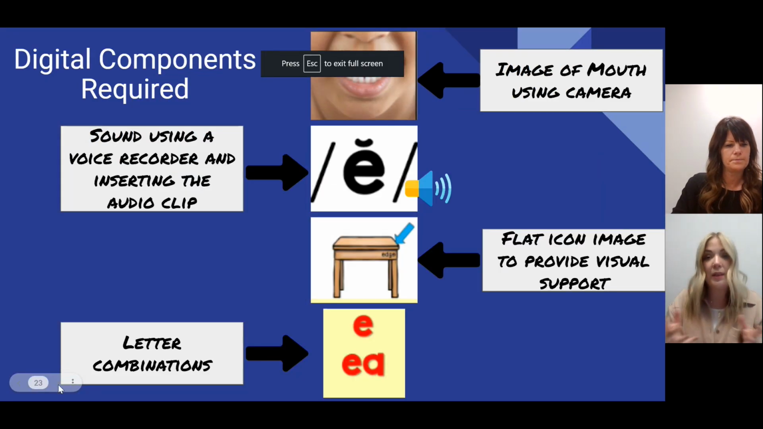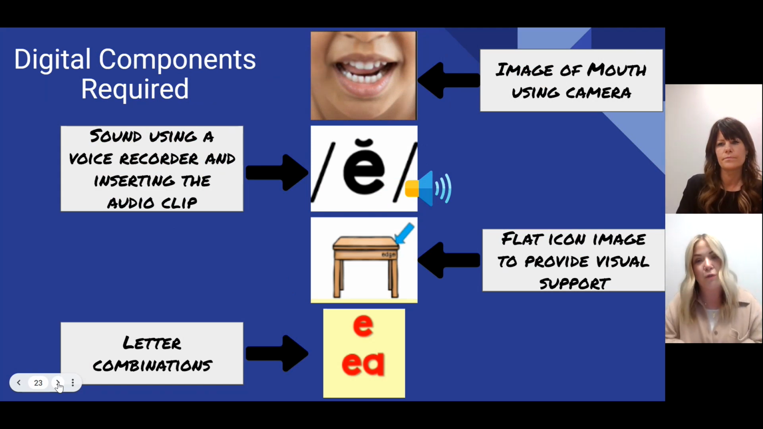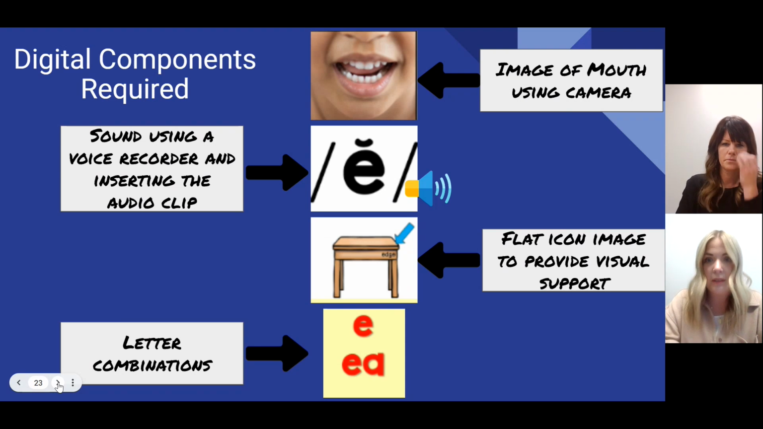Okay. So yes, if you're setting up a sound wall either actually in your classroom or a digital version, you do have components that you need to make sure you have. So the mouth picture, just so that they can mimic the way that their mouth is positioned to correctly articulate the sound, as well as you can create an audio recording of you creating the sound so that they can, again, hear it and mimic it and make sure that they are producing it the correct way, as well as an image to provide that visual support of that sound in a word that they would be familiar with. And the last thing that you would need would be the letter or the letter combinations that represent that sound.